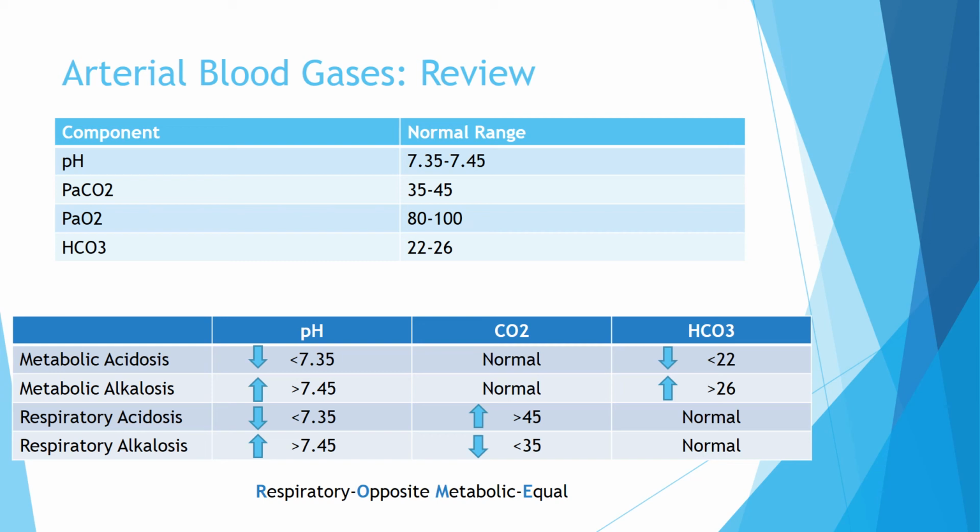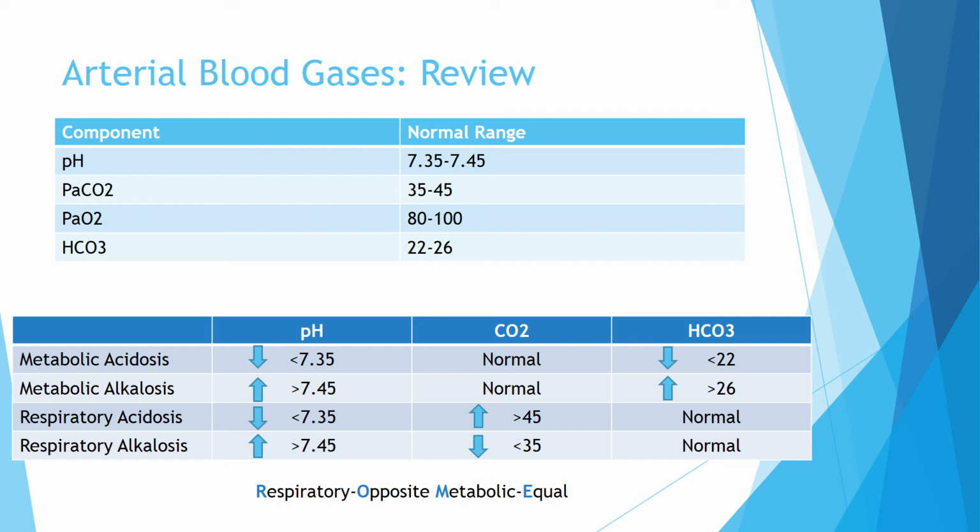One way that I find it easy to remember how you know it's a respiratory or a metabolic acid-base imbalance is that in respiratory, your pH and CO2 are going to go in opposite directions. For example, respiratory acidosis: your pH is less than 7.35 and your CO2 is greater than 45. They're going in opposite directions.